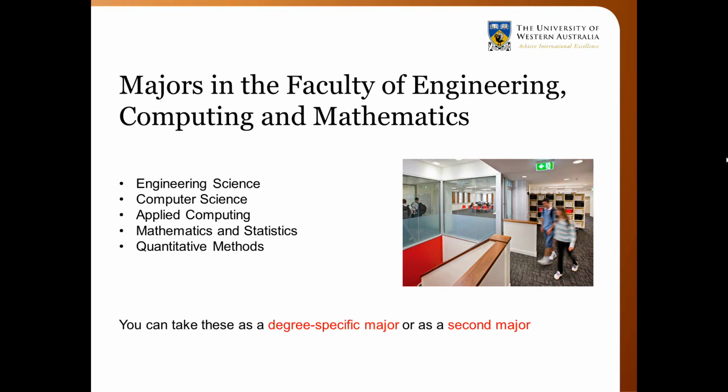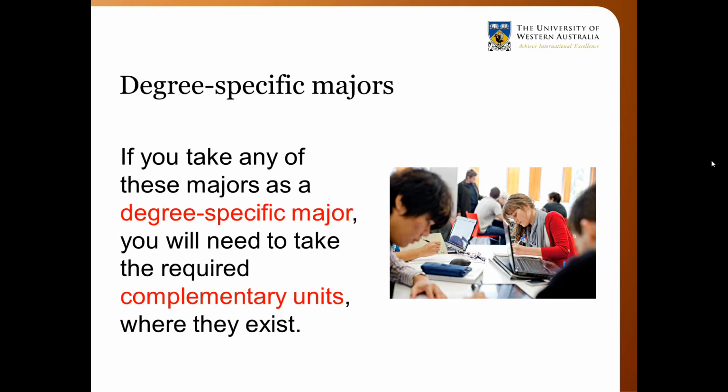This faculty offers 5 majors in the university's new undergraduate degrees, and you can take these majors either as your degree-specific major or as a second major combined with something else. Our majors are Engineering Science, Computer Science, which I'm going to tell you about in this presentation, as well as Applied Computing, Mathematics and Statistics, and Quantitative Methods. If you take any of these majors as your degree-specific major, you'll also need to take the required complementary units, but I'll give you more information about the complementary units later in this presentation.